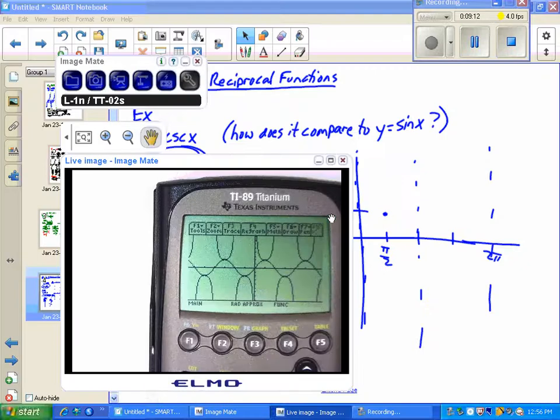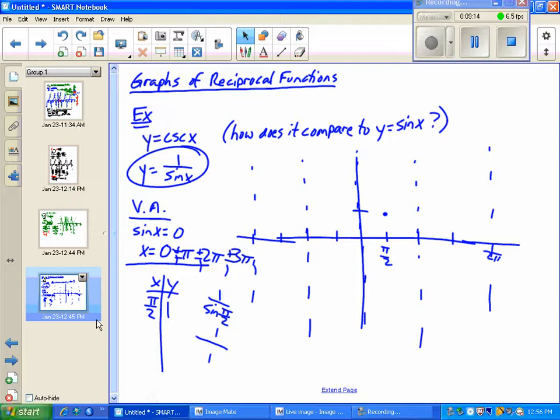Let's do a different reciprocal function. Okay, put it up here. So how about, let me stop here and I'll do it on the next one.